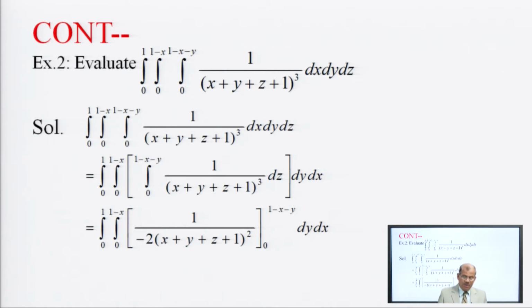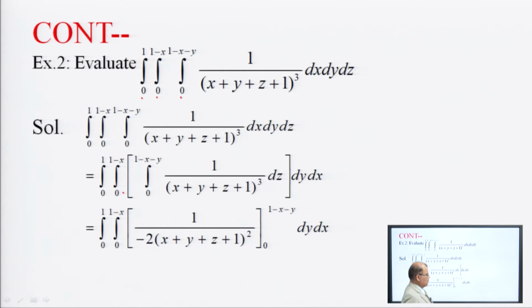Example 2, evaluate the triple integral 0 to 1, 0 to 1 minus x, 0 to 1 minus x minus y, of 1 by (x plus y plus z plus 1) whole cube dx dy dz. Since the limit containing two variables x and y is the limit of z, z varies from 0 to 1 minus x minus y. The limit containing x is the limit of y, y varying from 0 to 1 minus x, and the constant limit is automatically the limit of x, x varying from 0 to 1.